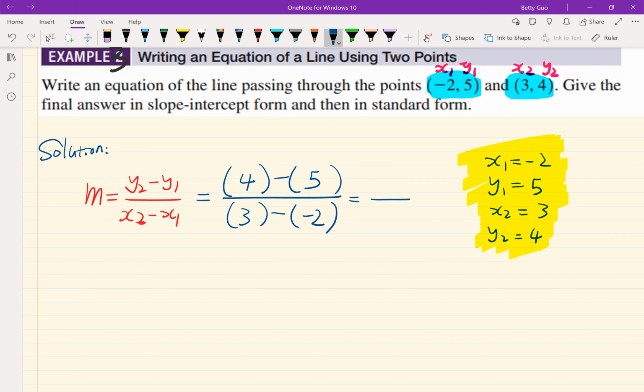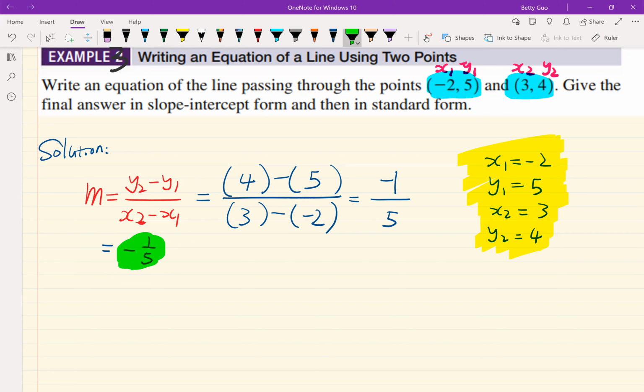What's 4 minus 5? What's 3 minus negative 2? Minus negative is a plus positive, right? 3 plus 2 is 5. Yeah, the slope is negative 1/5. Very good. All right, so this is just part of the problem. The goal of the problem is to find the equation of the line. We have a slope right now. So far we have the slope of the line, and then we have 2 different points.